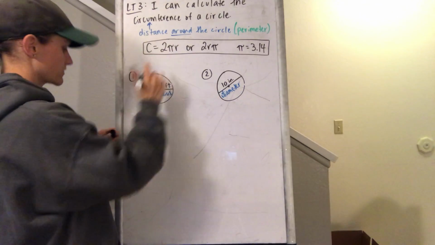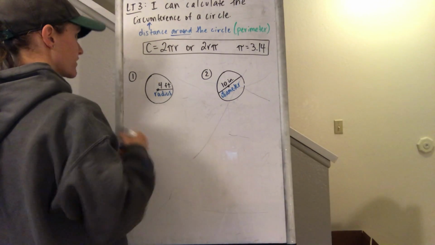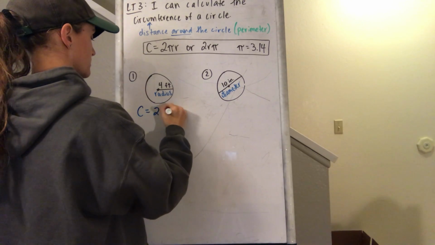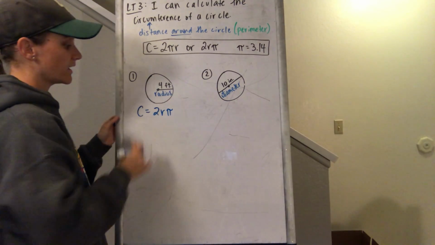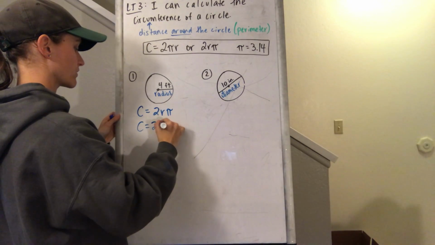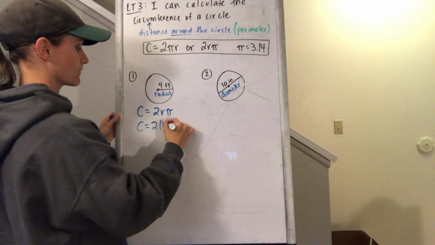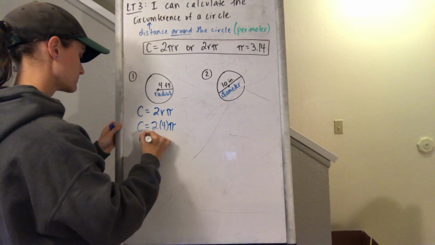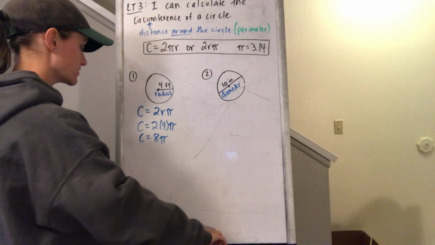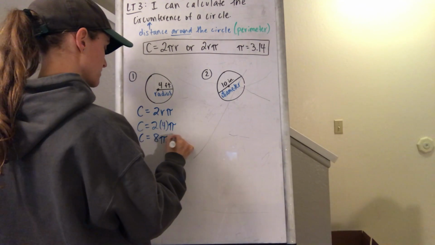Okay, so we're just going to use this formula up here. So I have my circumference. I'm going to use this one. So circumference equals 2 times r times pi. And here our radius is 4. So I'm going to plug in 4 right here for the radius. And I put pi after. And so the circumference is equal to 8 pi. And this is called the exact answer.